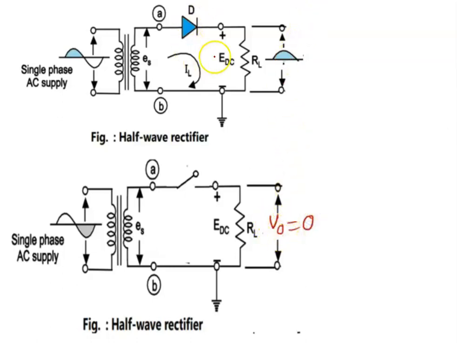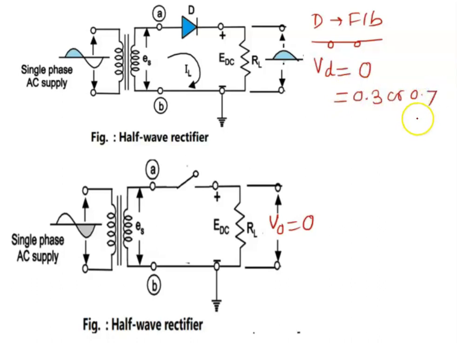Now what about the voltage across the diode? During the positive half cycle, as the diode is forward biased, we can show it by a closed switch. So the voltage across the diode will be 0 ideally, and practically it will be 0.3 volt or 0.7 volt depending on the type of the diode. If it is a germanium diode, then that Vd will be 0.3 volt, and if it is a silicon diode, then the voltage will be 0.7 volt.